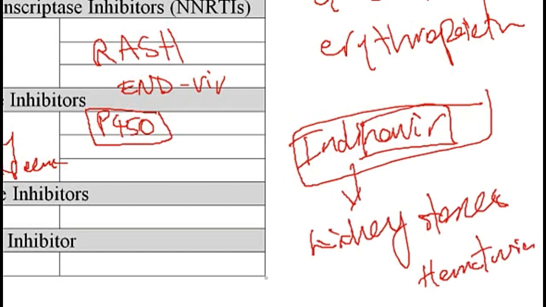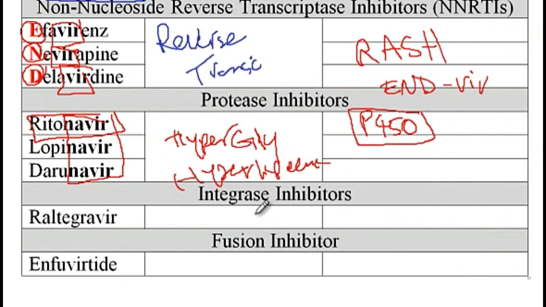The next classes of medications are integrase inhibitors. So once RNA via reverse transcriptase is converted into DNA, DNA will have to integrate into the host genome. So the integrase inhibitors like raltegravir will inhibit the integration of the viral DNA into the host genome.